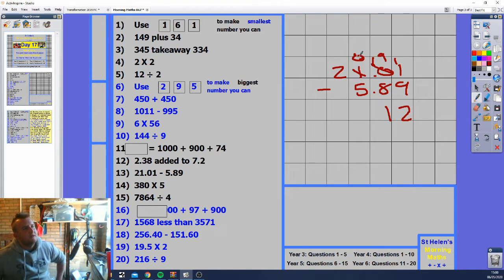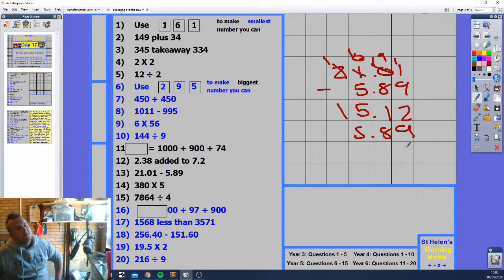And we've got 0 minus 5, which you can't do. So we need to borrow from there. 10 minus 5 equals 5. And then we've got 1. So 15.12 is the answer. How do we check this? We can go 15.12 and we can add that 5.89 again, just to make sure that we've got the right answer. So we add the two together.